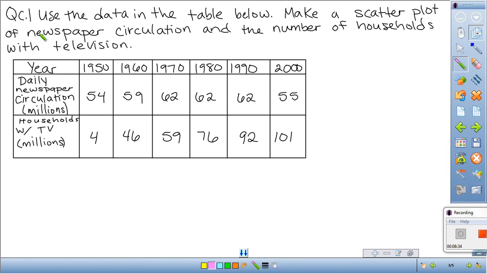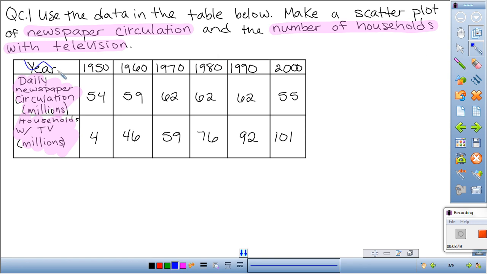They want us to make a scatter plot of newspaper circulation and number of households with television. So those are the two types of data, the two groups of data that we're going to be focusing on. We are going to completely ignore the year. We don't care about that.